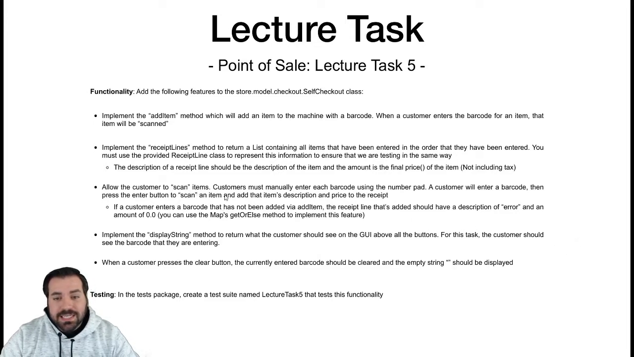So the customer can scan items. They're going to enter the barcode and then press the enter button. So if I have an item with a barcode of 1, 2, I'm going to press 1, press 2, and then press enter to scan that item, and then that item should show up on the receipt. If an invalid barcode is entered, you should add error in 0.0 to the receipt line.